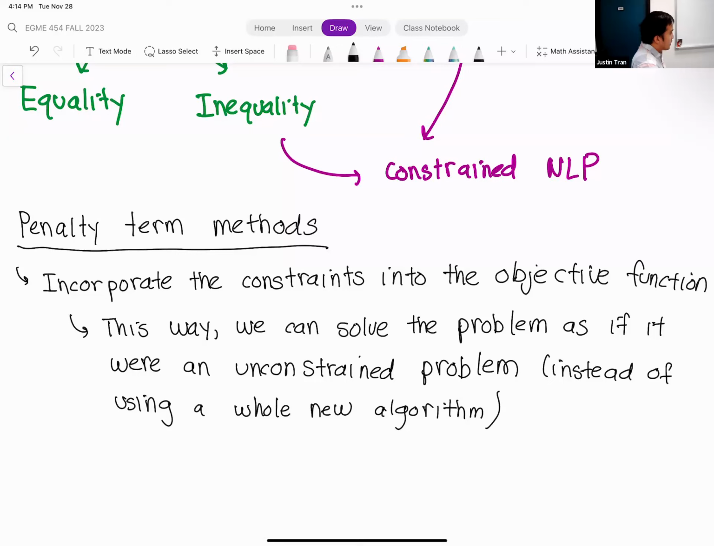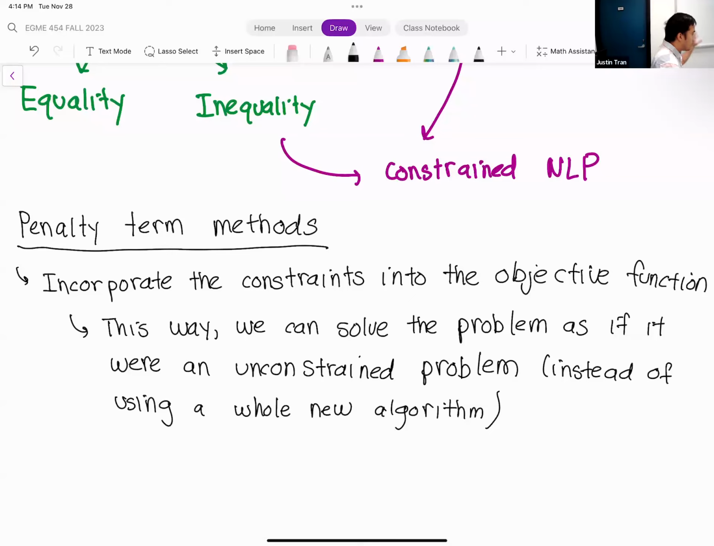So make no mistake, there are completely new algorithms out there that are specifically designed for constrained optimization. In fact, I do have one in the notes, called Zoutendijk's method of feasible directions. Those methods do exist, and these are completely new methods that are designed from the ground up for constrained problems.